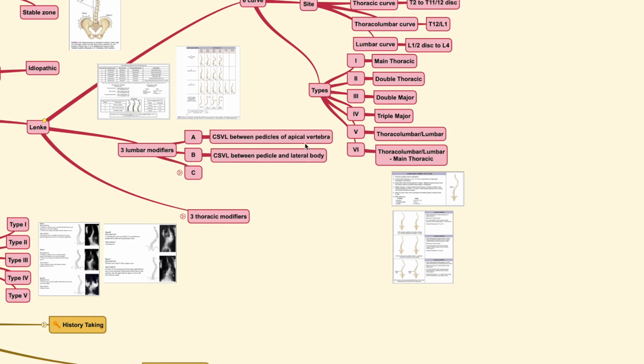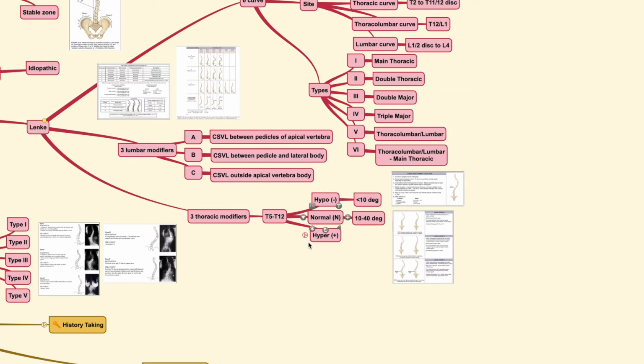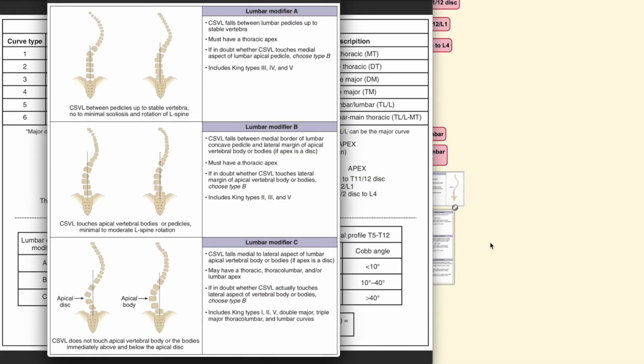A when it falls between the pedicles, B if it touches the apical body between the pedicle and lateral, and C if it touches or is outside the apical vertebral body, with 3 types of thoracic modifiers, which could be hypo, normal, or hyper. You measure this from the lateral radiograph. This is once again a picture showing the lumbar modifier A. B, you see it goes a little bit, almost nearly out of the vertebral body, and C if it goes out of the vertebral body.